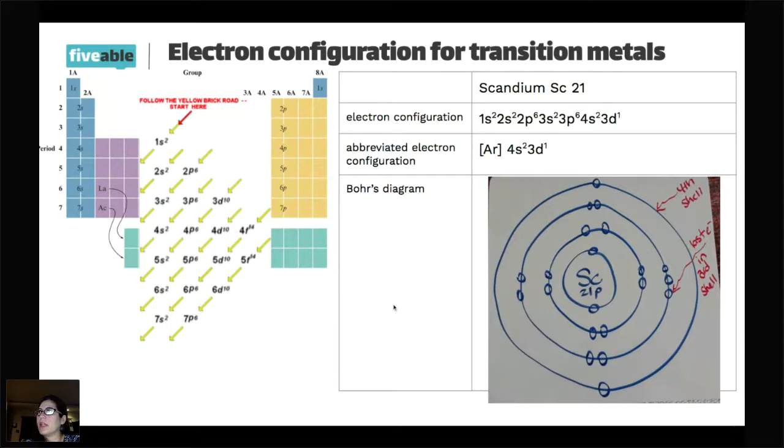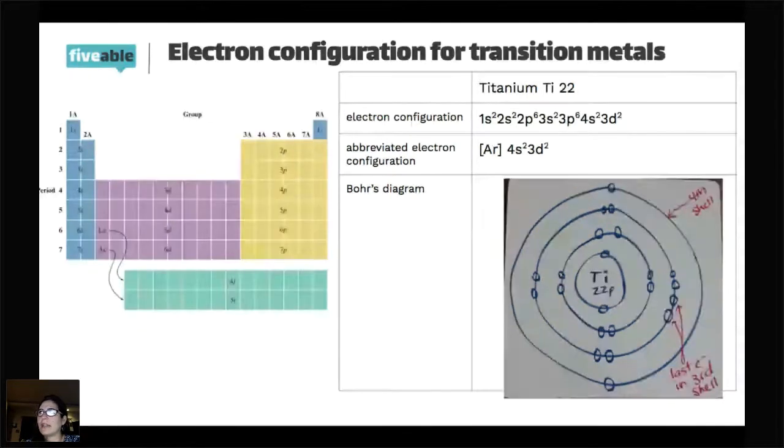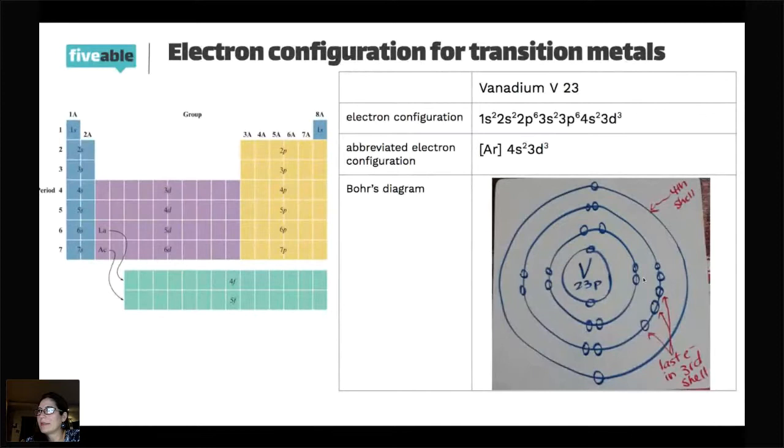Okay, let's move on. So if we do the electron configuration abbreviated in Bohr's diagram for the next transition element, which location would be right here, this is what we will get. And again, the last 2 electrons from the electron configuration would be on the third shell. If we do the same with the next transition element, we follow the same pattern. And we go on, and the last electrons are on an inner third shell.